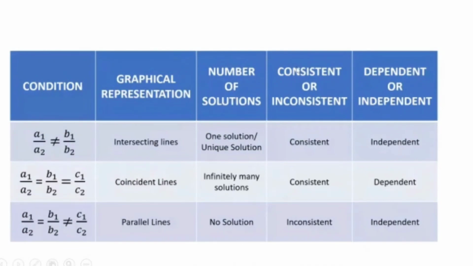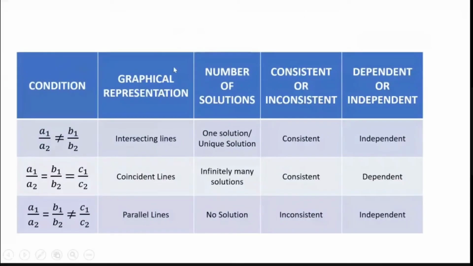Now, keep in mind that this table is very important. There are 2 one-mark questions that can come from this chapter. Most probably, one question will surely be there, which will be using any one of these conditions. So please ensure that you understand this table very carefully. So I hope the conditions for consistency, the conditions for unique solution or infinitely many solutions or no solution, or the system being dependent or independent, everything is going to be clear to you.